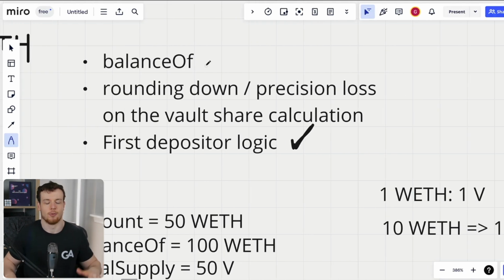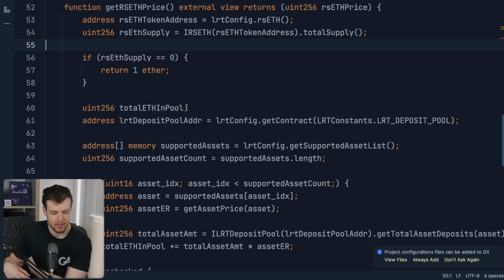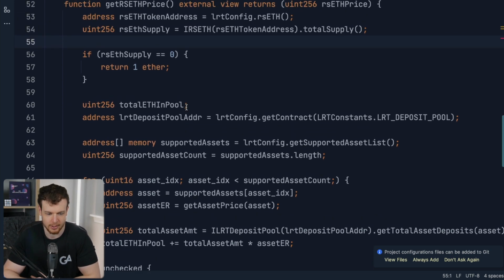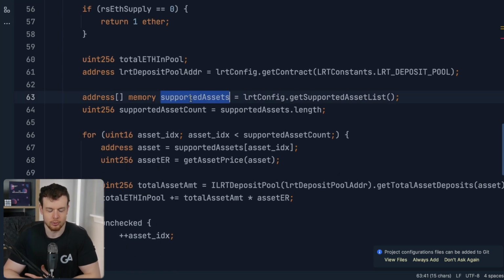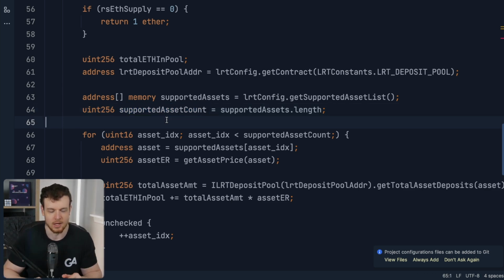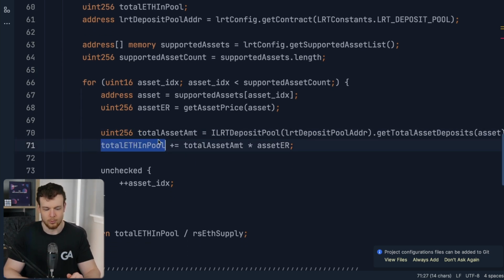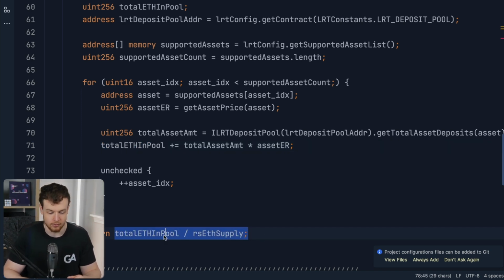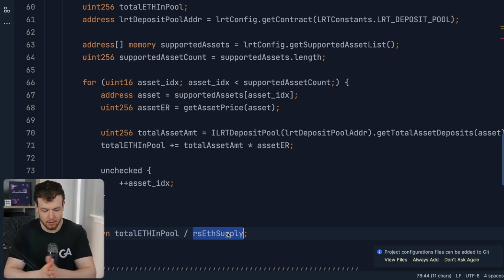So let's go and let's look for balance of. To find the balance of, let's look and see a little bit of what is going on in this function. We can see we're looping through the supported assets for the pool. So this pool is a little bit different in that it supports multiple assets to be in the pool that you would own a portion of. Now, we don't have to pay attention to that, and let's focus in on this line here, which essentially decides what the ultimate price will be. So the ultimate price is the total ETH in the pool divided by the RS ETH supply, right? And this is our price, how much ETH per RS ETH.